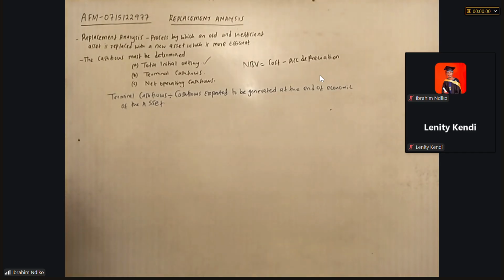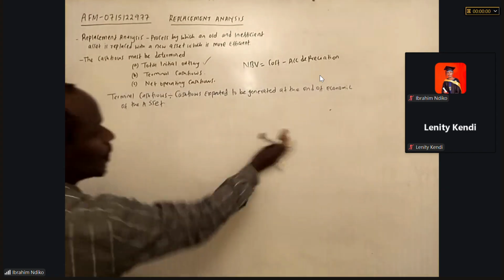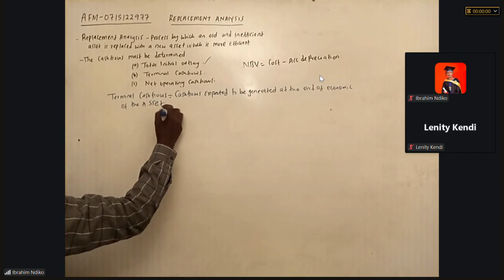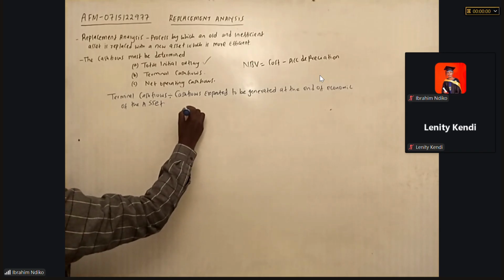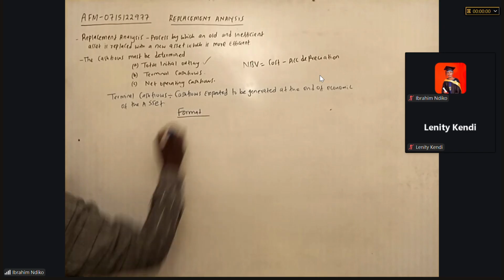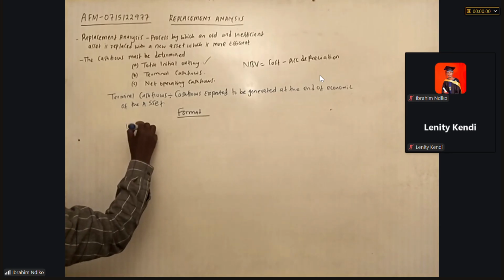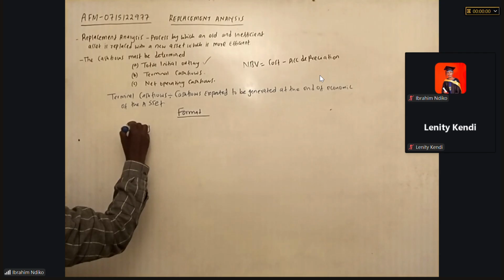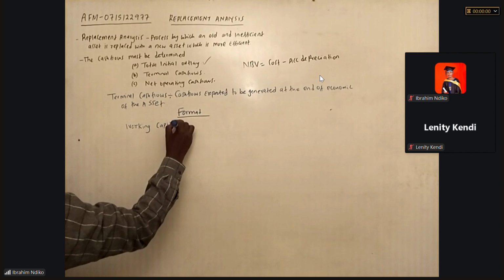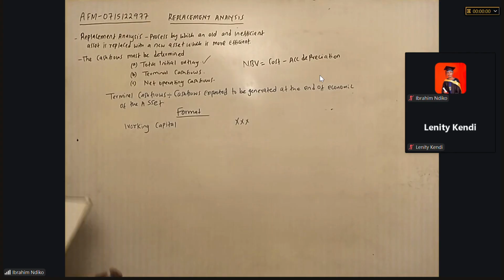The format is the same for both replacement and non-replacement. So for the format, we start with the working capital.